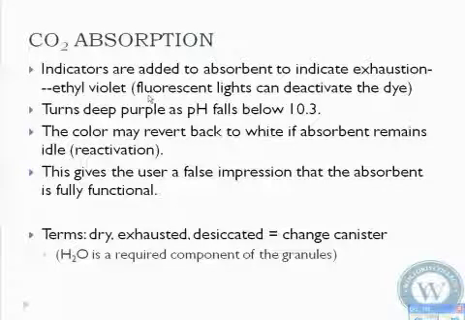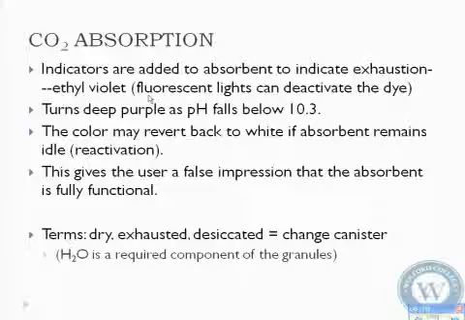The indicator that's added is called ethyl violet. The indicator turns the CO2 granule from white to purple. When it turns purple, that means that granule that you see as purple can no longer absorb CO2. All right, it's fully exhausted. So the terms that you need to be familiar with are dry, exhausted, desiccate. If you hear any of those, it all means the same thing, that the CO2 granule is no longer usable.